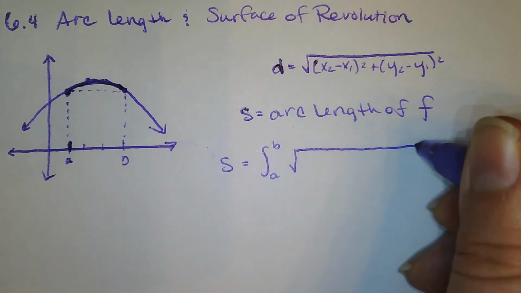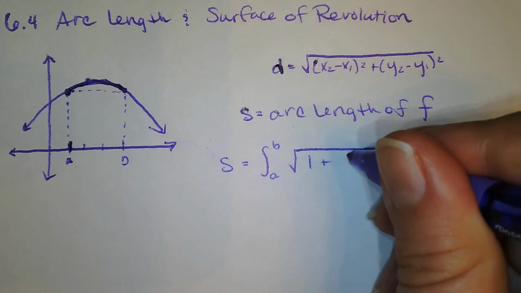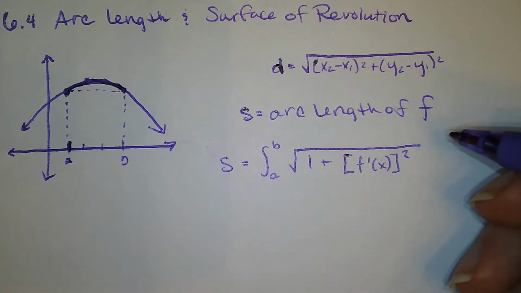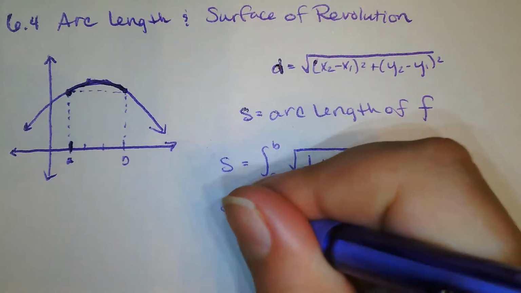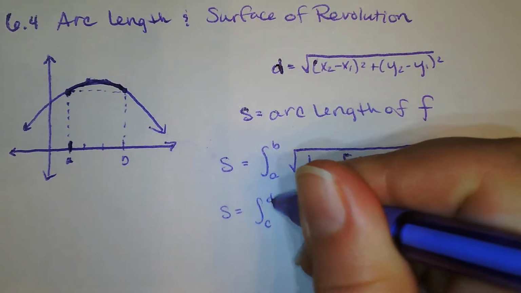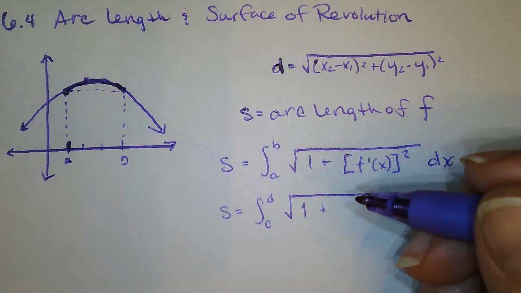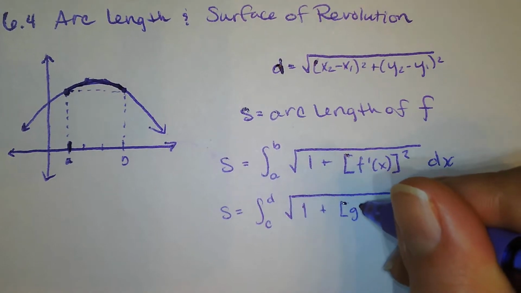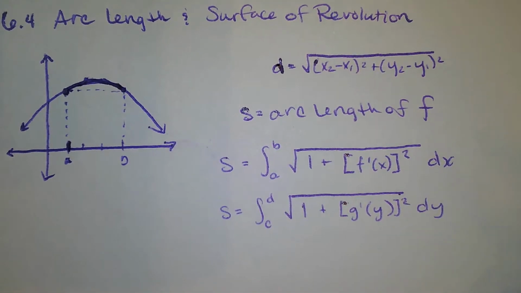It is the square root of 1 plus the derivative of f of x squared dx. And then if we happen to have a function in terms of y, it would be from c to d, the square root of 1 plus g prime of y squared dy, same thing.